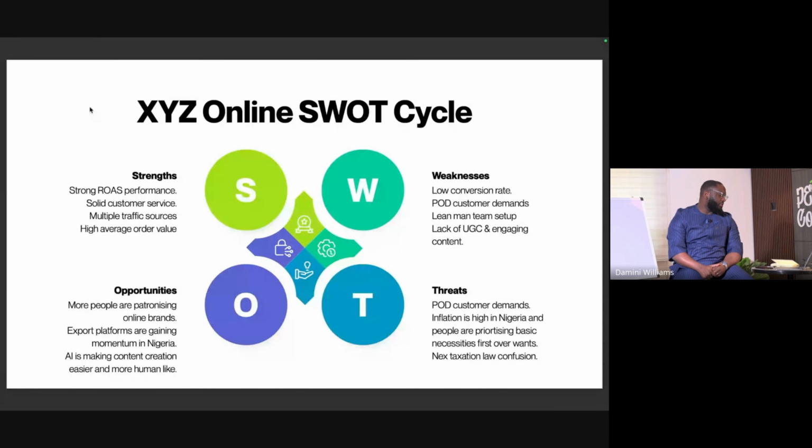When we go to the threats, again, we'll talk about payment on delivery, and this is why I said that sometimes your weaknesses and your threats in the analysis would overlap, right? Inflation is still high in Nigeria, so that's going to continue affecting your pricing and things like that. Then there's a lot of confusion with this new tax law. I think every time I open social media, there's somebody always comparing why you should switch to an LLC, why you should stay in business, that sort of thing.